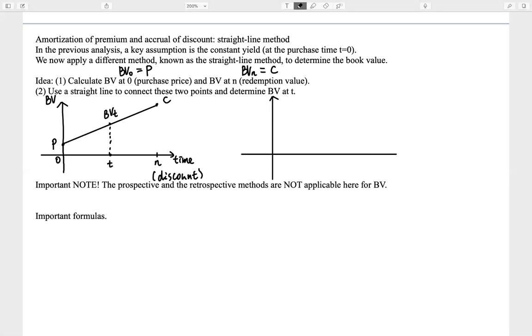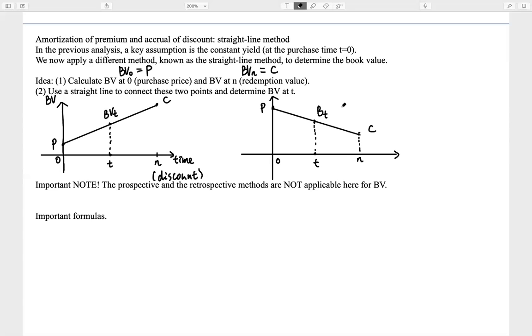I quickly draw the graph. Everything's the same except now P is bigger than C. Again, this is the terminal time. I draw a straight line to connect. For time t, here's time 0. What I do is draw a vertical line, and the intersection would be the book value. So it's simple, right? That's why this method is called the straight line method.